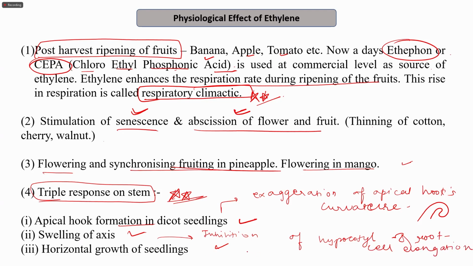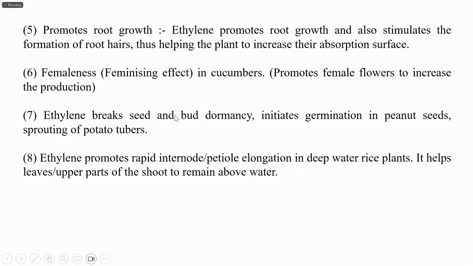And also, it leads to the radial expansion, that is swelling, radial expansion or horizontal growth of the seedling by performing the radial expansion of cells in hypocotyl. So these are the physiological effects of the ethylene.